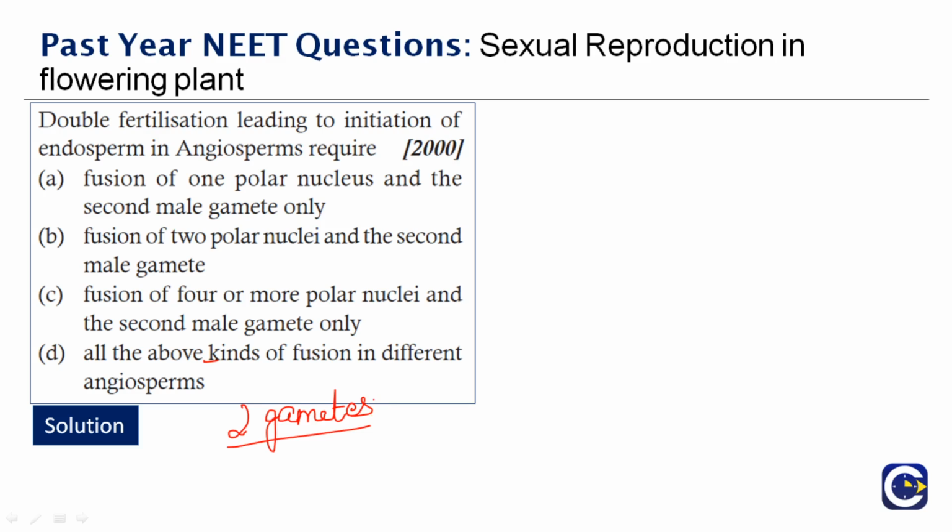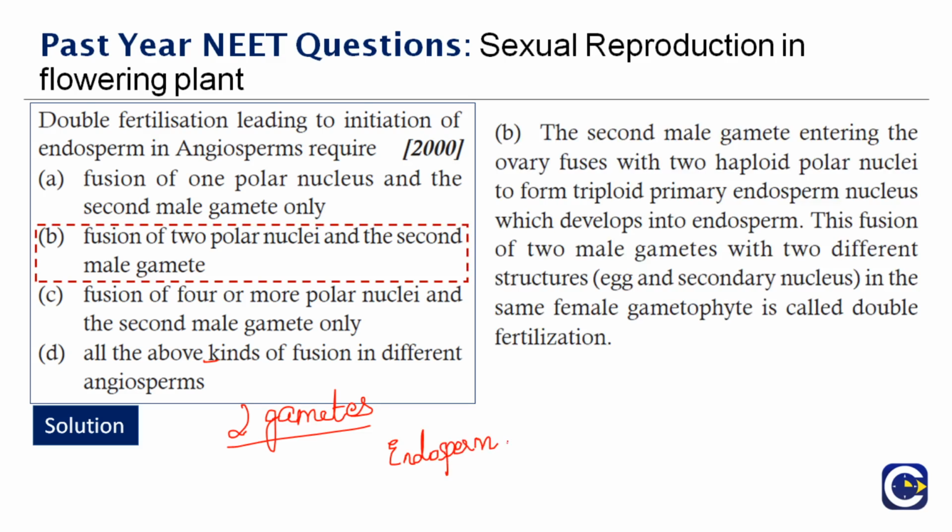So it's a fusion of two gametes. Therefore the right answer to this question is option B, fusion of two polar nuclei and a second male gamete. The second male gamete entering the ovary fuses with the two haploid polar nuclei to form a triploid primary endosperm nucleus, and this develops into an endosperm. Therefore the right answer to this question is option B.